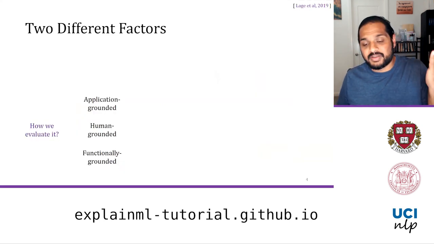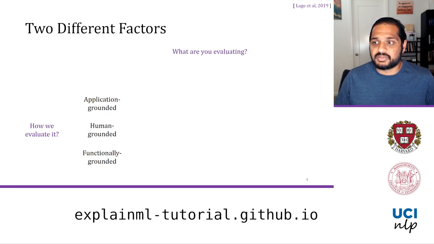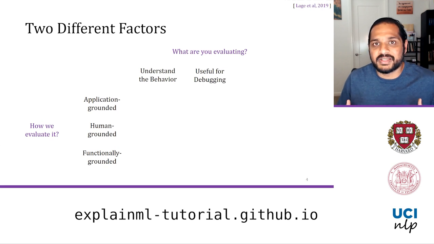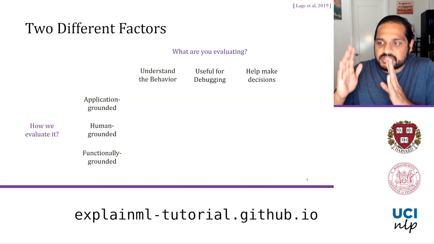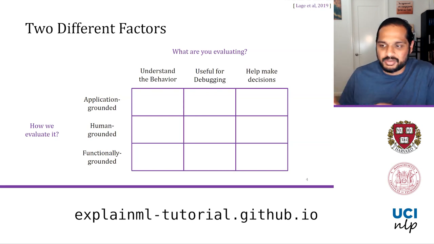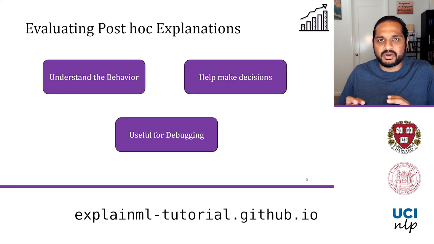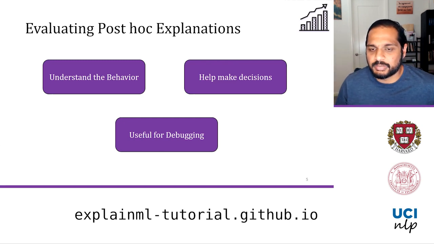Apart from the question of how we are evaluating it, which are these three different levels, we are instead going to be looking at a slightly different question of what are you actually evaluating, right? So what are you using the explanations for? Maybe we can divide evaluations based on that. So one reason you might be using explanations is just for a user to understand the behavior. Another one could be that explanations can be useful for debugging. And finally, explanations can also help you make decisions, right? So in some sense, these three things are very different from the ones that ask about how we evaluate it. So you can imagine it as a conceptual matrix where any combination of these may be a potential candidate for evaluation. So in this section, I'm going to be focusing mostly on what we are evaluating rather than how we are evaluating it. And I'm going to just give an example of each of these so that people understand.